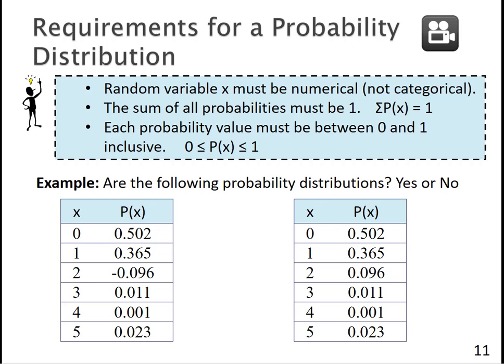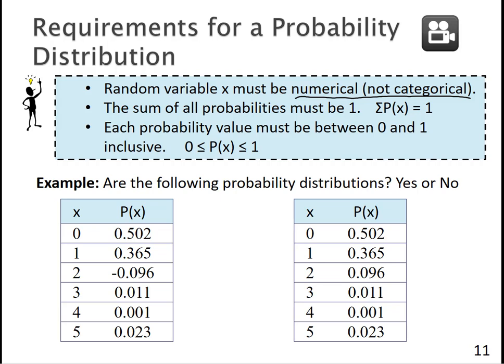Hi class, in this video we are going to talk about recognizing the requirements for a probability distribution. So let's talk about what those requirements are. A random variable x must be, first of all, numerical, not categorical. In other words, I can't have a probability distribution out of people's favorite colors. Okay? The sum of all probabilities must also be equal to 1. We talked about that in a previous video.